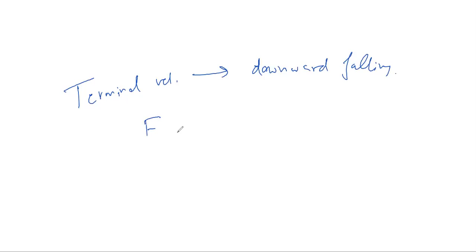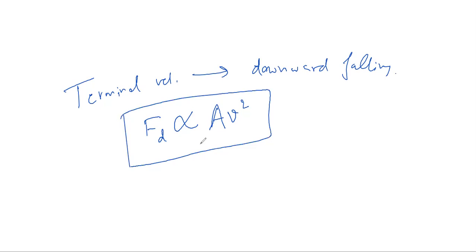Now, this drag force depends on certain factors. The most important factors are the area of the object and the square of the velocity of the object. This is the simple assumption that we can take. And if we remove the proportionality factor also, we may get something like this. I don't think this will be asked in your exams, but you should remember that drag force is equal to half into rho into A into v squared, into some constant.